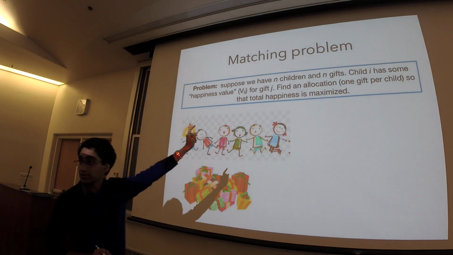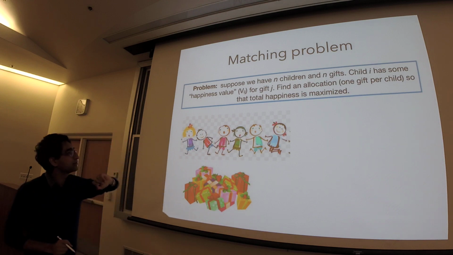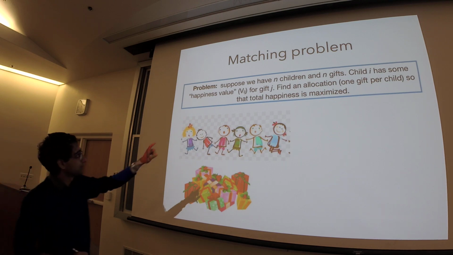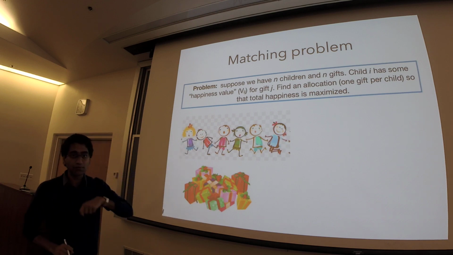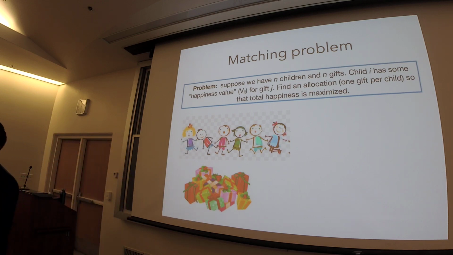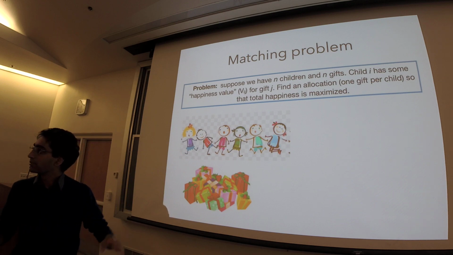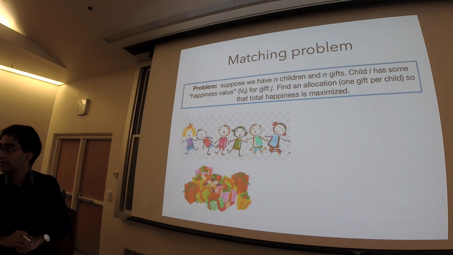Alright, and now the goal is you want to find an allocation which assigns one gift to each child, so that the total happiness, which is the sum of all the happiness values of the children, is maximized. Okay? So you don't care so much about individual children's happiness, you care about the total. So this is the problem.